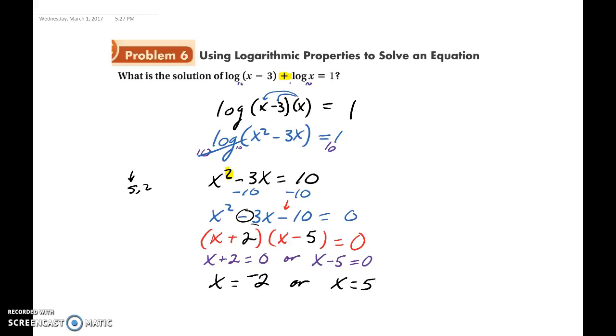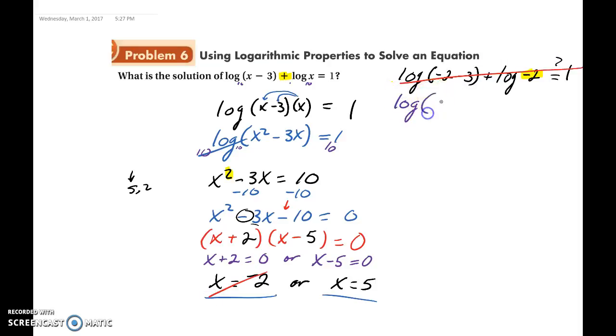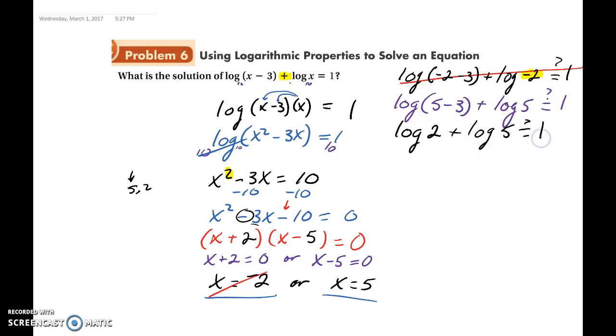When you solve problems like this, you need to check these answers and see if they work. So, log of negative 2 minus 3 plus log of negative 2, does this equal 1? Well, we can't take the log of a negative number, so this can't work. So we know negative 2 cannot be a solution. Then we check the other one. Does log of 5 minus 3 plus log of 5 equal 1? Well, this becomes log of 2 plus log of 5. Does that equal 1?